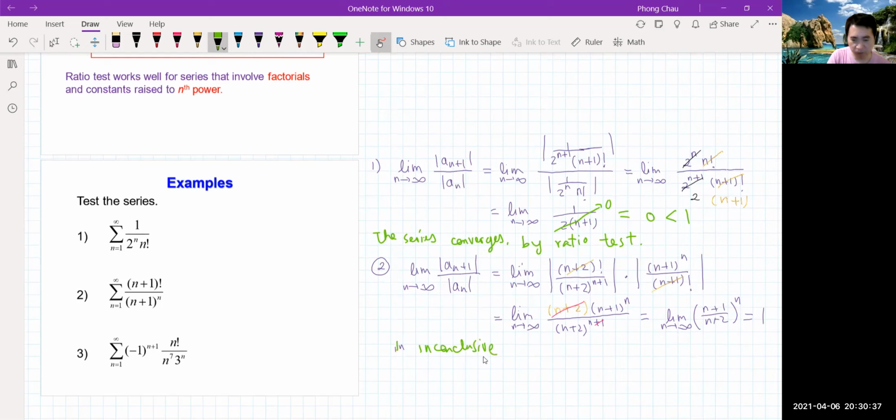So that means the ratio test failed. So I'm going to stop here. I cannot do number 2 with the ratio test. You have to use a different test. All right.